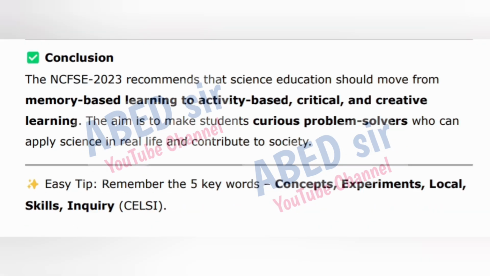Conclusion: the NCFSE 2023 recommends that science education should move from memory-based learning to activity-based, critical, and creative learning. The aim is to make students curious problem solvers who can apply science in real life and contribute to society. Easy tip: remember the 5 keywords: concepts, experiments, local, skills, inquiry, CELSI.